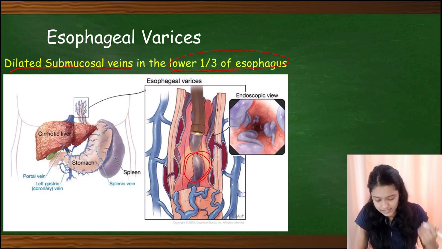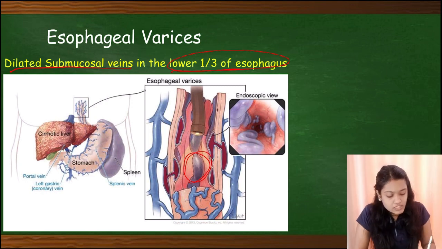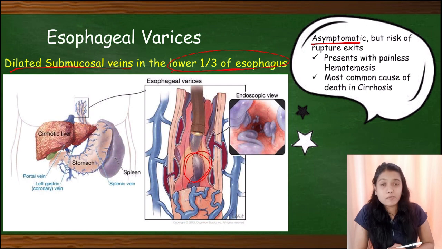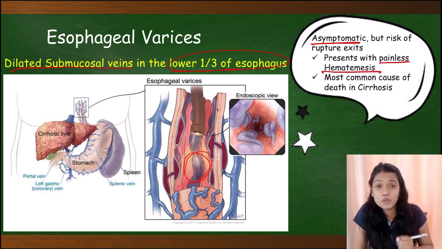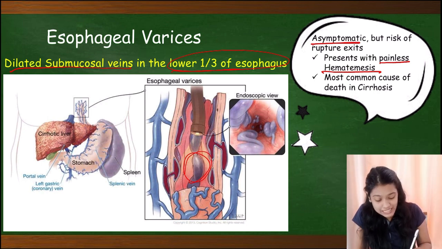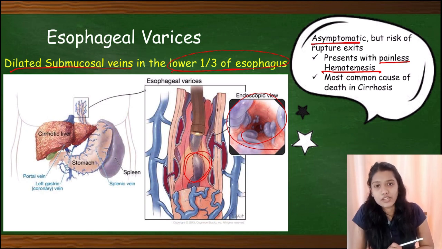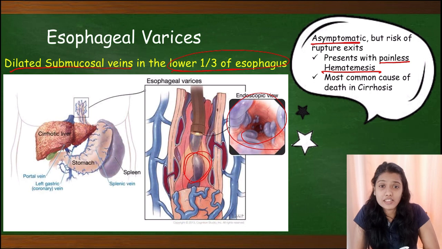Dilation means varices. It is mostly asymptomatic but with the risk of rupture. If it ruptures, there will be painless hematemesis, and this is the most common cause of death in cirrhosis. Why? Because esophageal varices arise secondary to portal hypertension. Also, esophageal varices are one of the most common reasons for upper GI bleed.